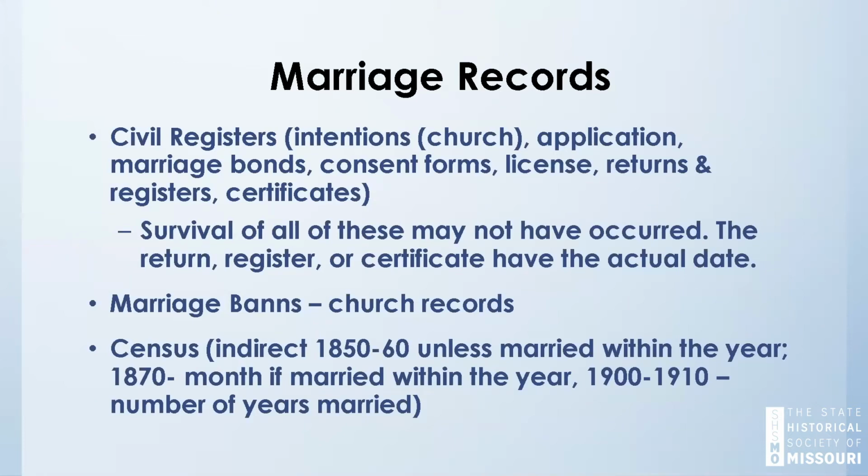You can also get at marriage dates from the census. So 1850 to 60, unless they were married within the year, you'll get indirect evidence of the marriage. Typically, there might be a child that has a certain age, the oldest child, and you can approximate the marriage year from that. In 1870, if they were married within the previous year, they had to list the month they were married. And then in 1900 to 1910, they had to list the number of years they were married. You'll also get this sometimes from newspapers, either when the event occurred or when an anniversary party might have occurred.